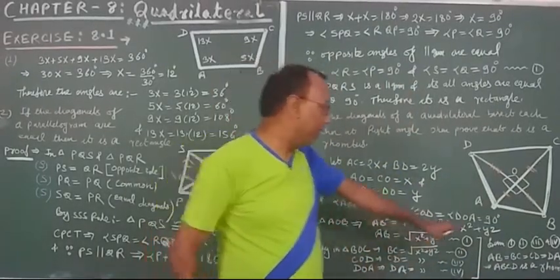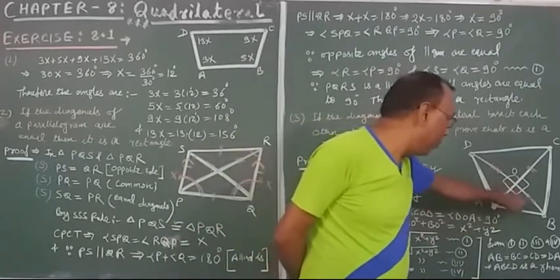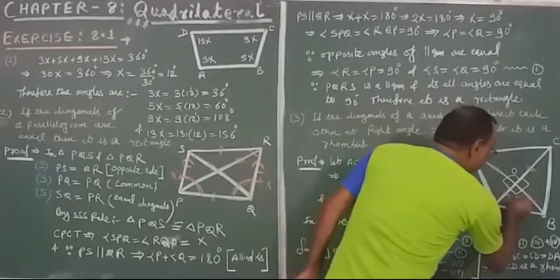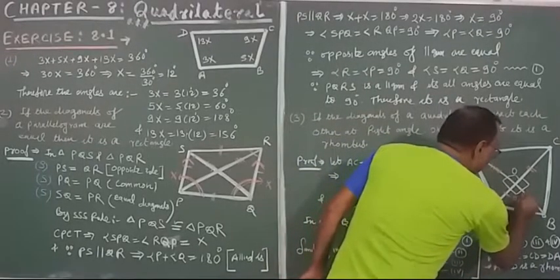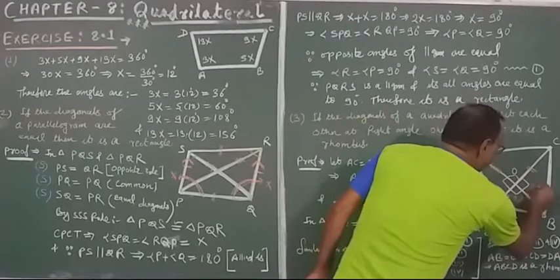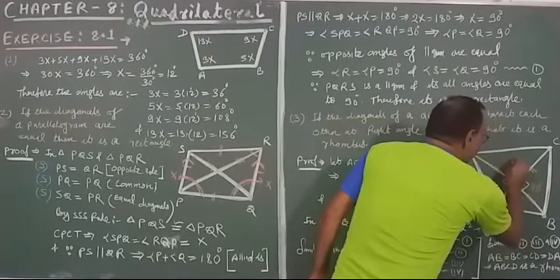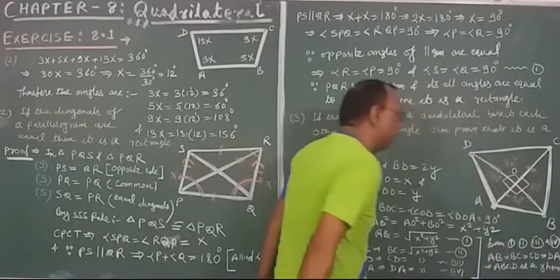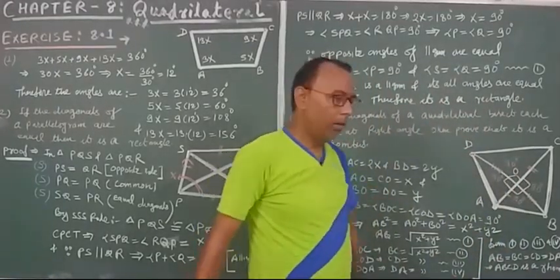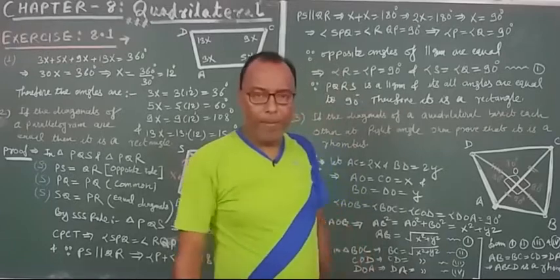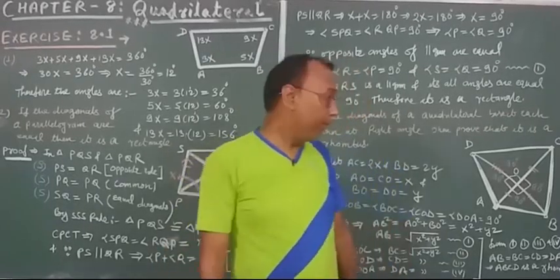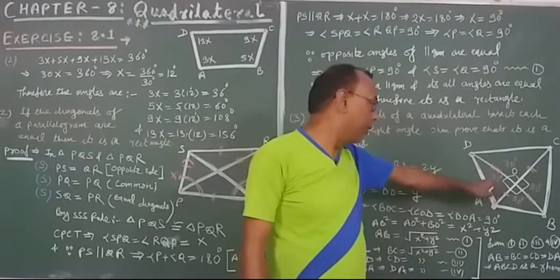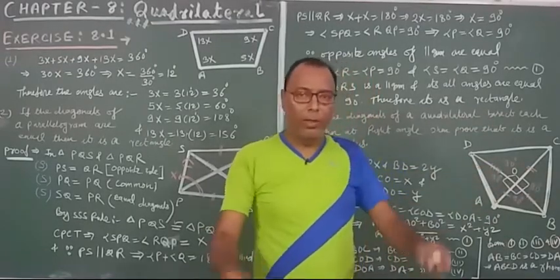It means all the angles, which one? Angle AOB is 90 degrees. This angle is how much? 90 degrees. Similarly, this angle is also 90 degrees. Angle COD is 90 degrees and this one is also 90 degrees. Is it okay? Angle AOB is equal to angle BOC is equal to angle COD is equal to angle DOA. All these angles are equal to 90 degrees.